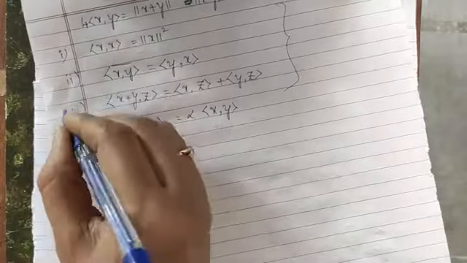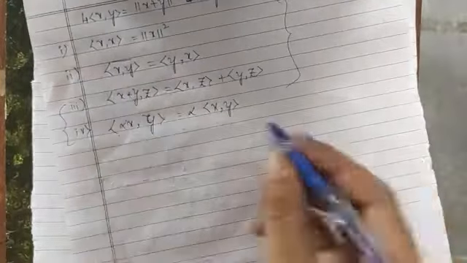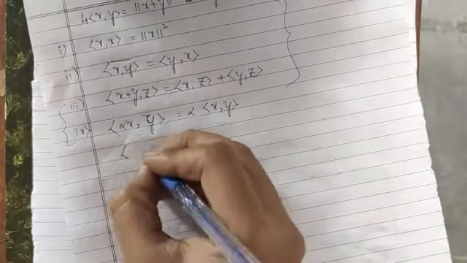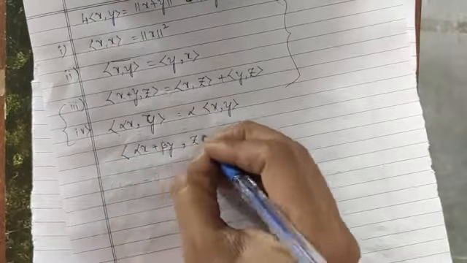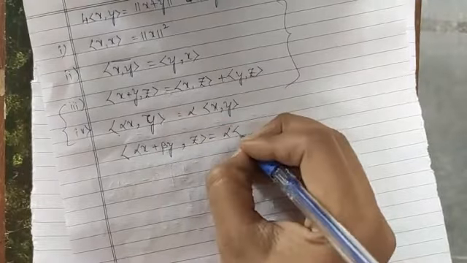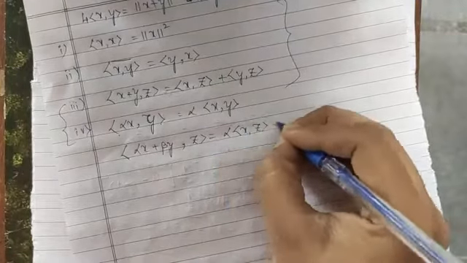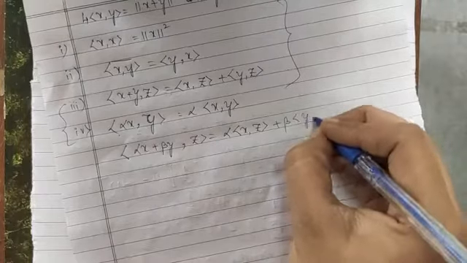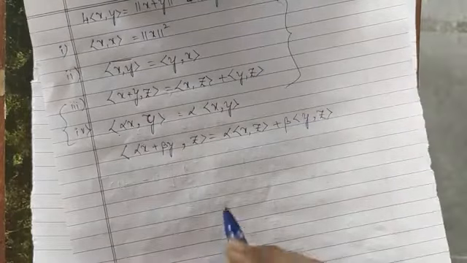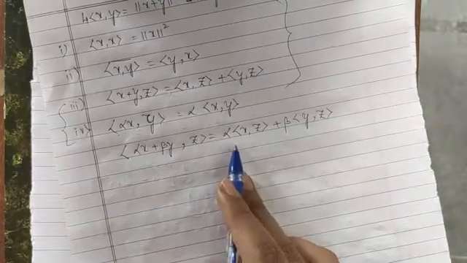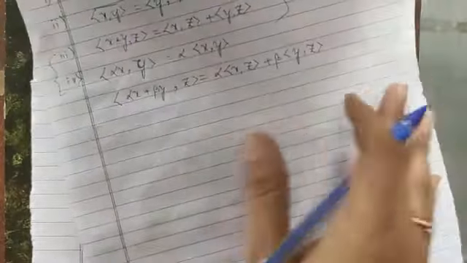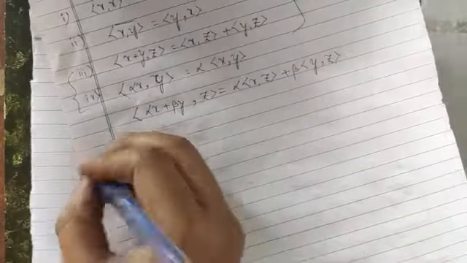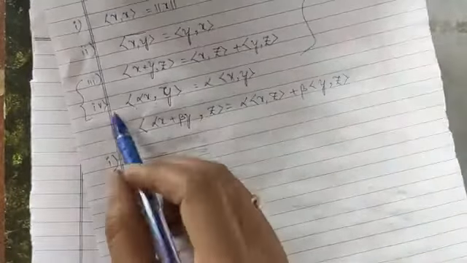So here, combining the 3rd and 4th property, we can write the inner product of alpha x plus beta y comma z is equal to alpha into the inner product of x comma z plus beta into the inner product of y comma z, which is similar to your linearity property. Okay, so now let's consider one by one. I will prove the first property now.